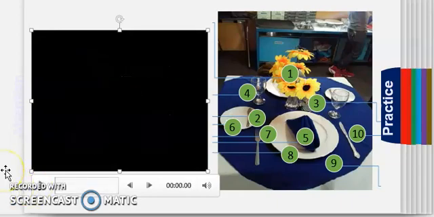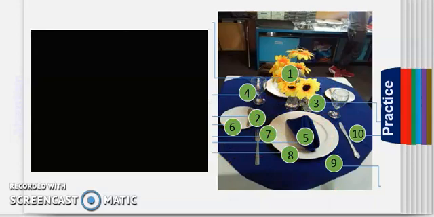Okay, the difference between the two setups is that the dessert fork and the dessert spoon are present in the dinner setup, while in the a la carte setup, there is no dessert spoon and dessert fork. This one is an example of your a la carte setup.